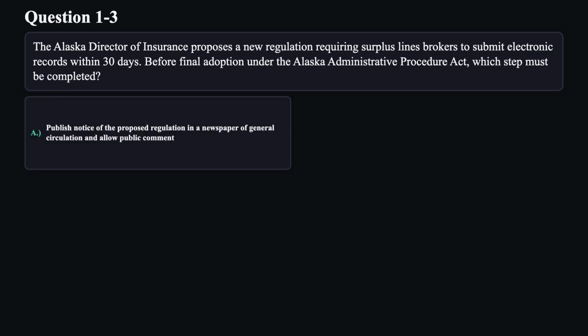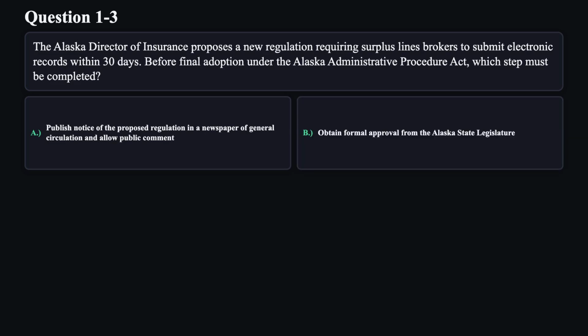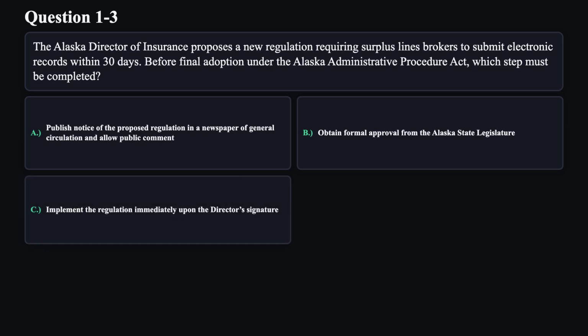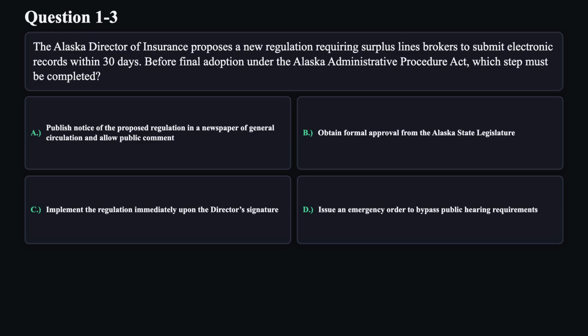A. Publish notice of the proposed regulation in a newspaper of general circulation and allow public comment. B. Obtain formal approval from the Alaska State Legislature. C. Implement the regulation immediately upon the Director's signature. D. Issue an emergency order to bypass public hearing requirements.